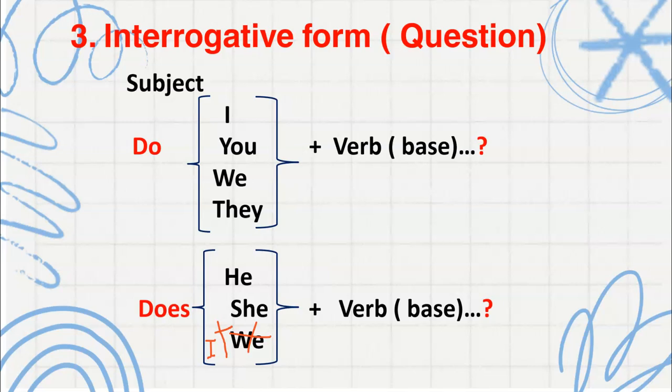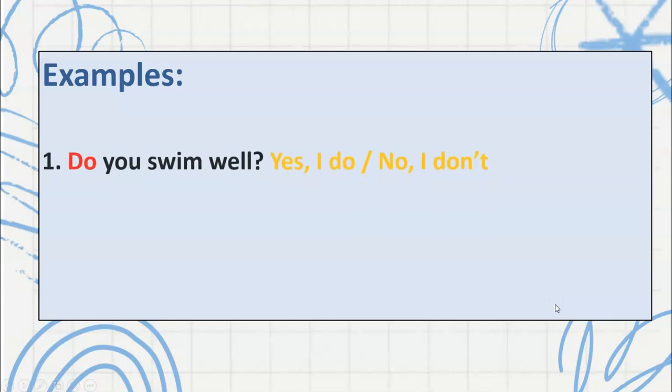Yes, of course, I must say does he, does she, or does it, plus the verb base. When I say base, it means the verb must not have s or es, okay? You have some examples here.